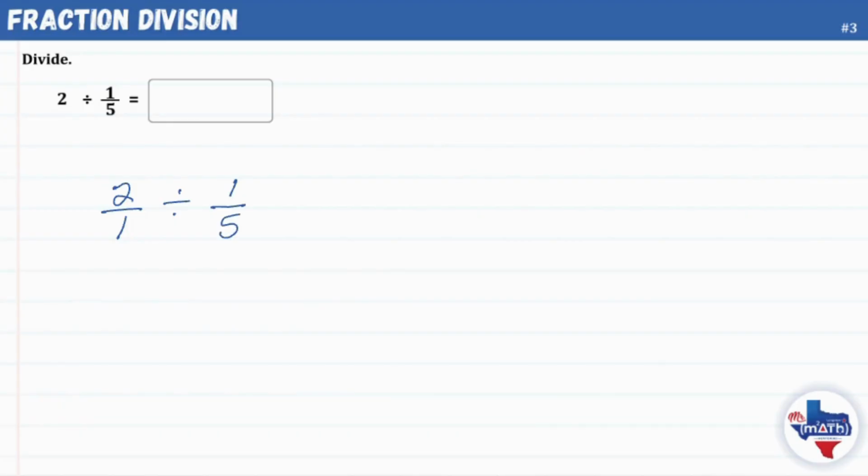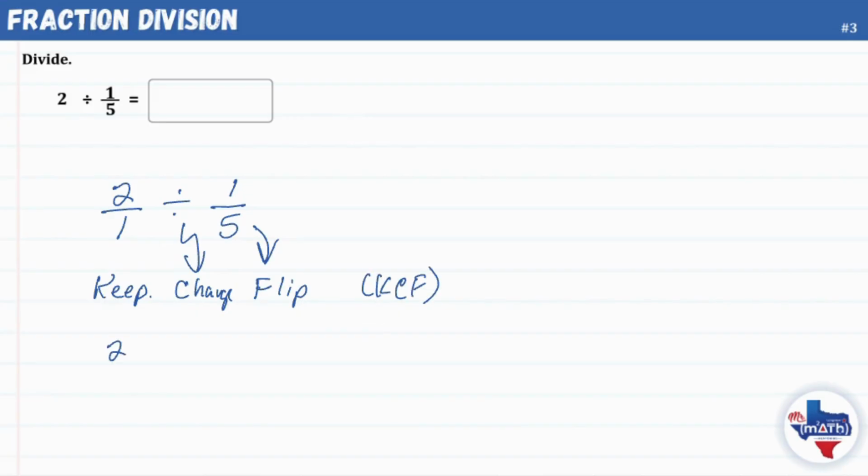So the 2 over 1 we keep. The division symbol we change to multiplication. In the second fraction, we're actually going to flip or take the reciprocal. So we're going to keep, we're going to change, and we're going to flip. Okay, see it. We're going to keep the first one, change division to multiplication, and take the reciprocal by flipping the second fraction.